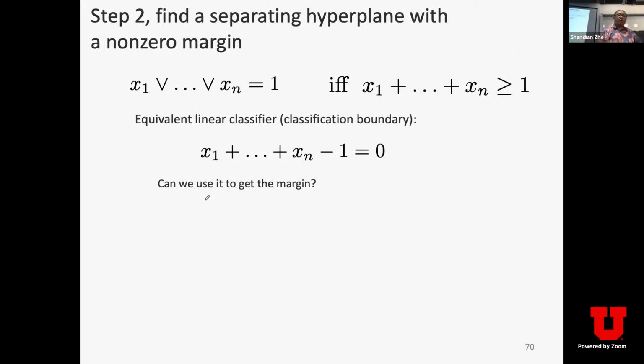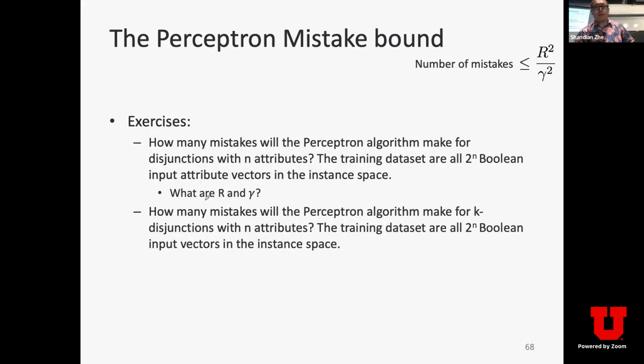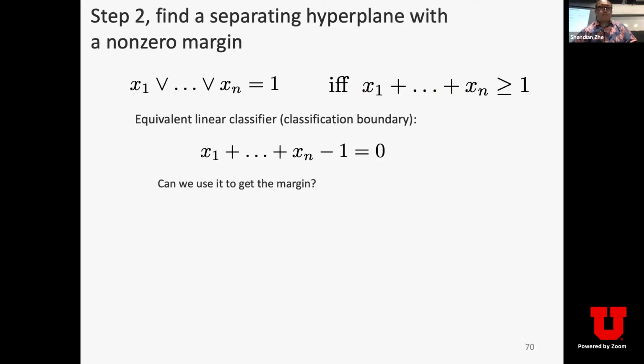And step two, we're going to find a separating hyperplane with non-zero margin. Remember, our theorem tells us that if you can find a separating hyperplane unit vector and margin gamma, you can construct your mistake bound. How can we find a separating hyperplane? From our previous discussion, this is pretty straightforward. When the disjunction is one, the summation is at least one. Then we can construct an equivalent linear classifier, x1 plus dot dot dot plus xn minus 1 equals 0. Now I want to ask, can we use that as a separating hyperplane, get a margin and calculate the bound?